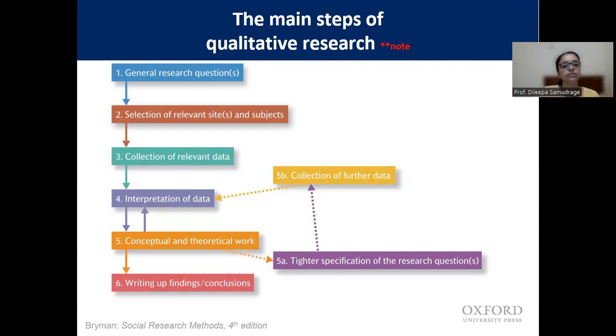Write down the first one. General research question. Under that, you want to study: study of crime in public houses. So that is our general research question. Under the general research question, your first step, write: study of crime in public houses.